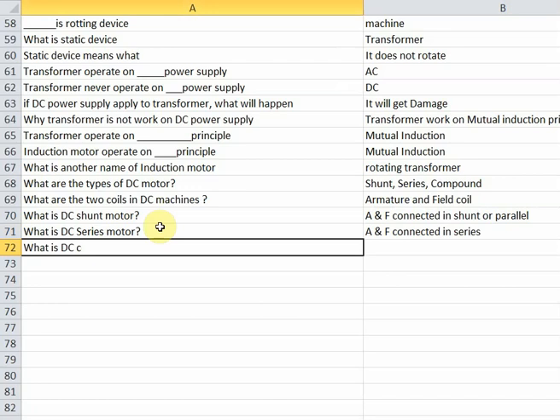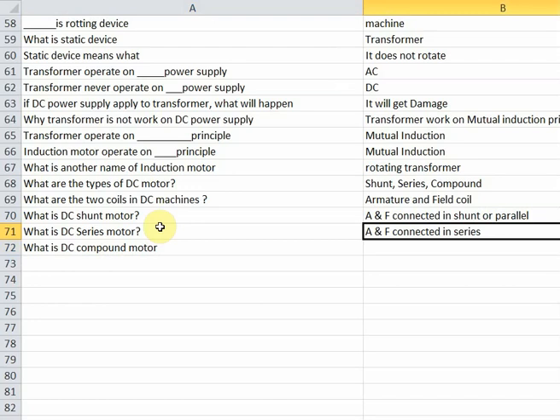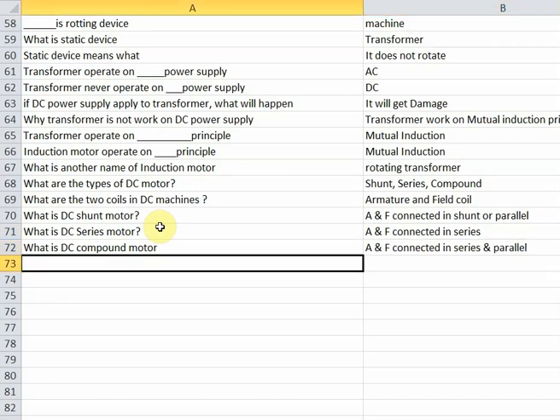What is a DC compound motor? Armature coil and field coil connected in series and parallel. Okay, very good. Yes, correct.